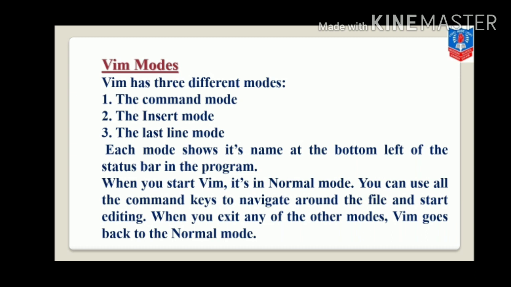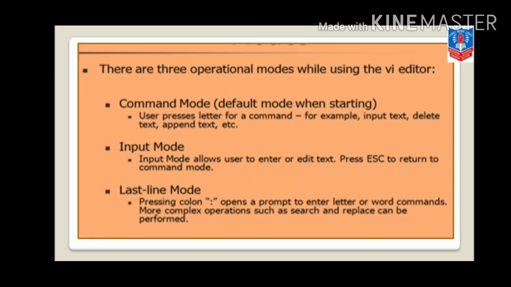Children, in this screen, we will know something more about Vim's modes. Vim has three different modes: the command mode, the insert mode and the last line mode. Each mode shows its name at the bottom left of the status bar in the screen. When you start Vim, it is always in normal mode. You can use the command keys to navigate around the file and start editing. When you exit any of the other modes, Vim goes back to the normal mode.